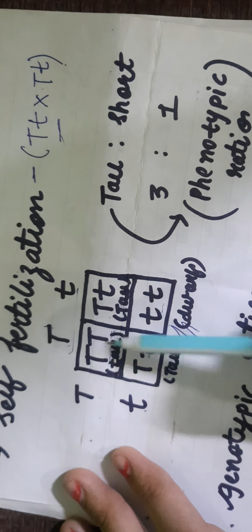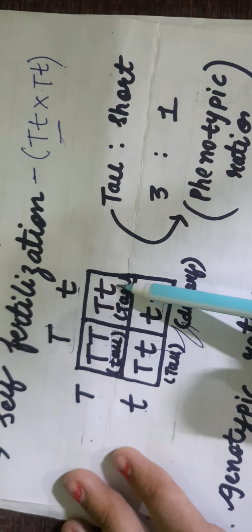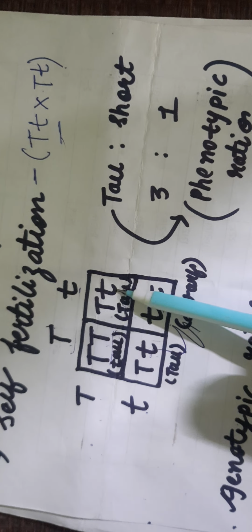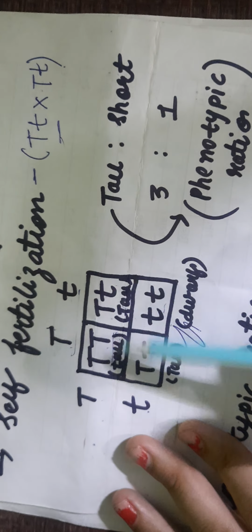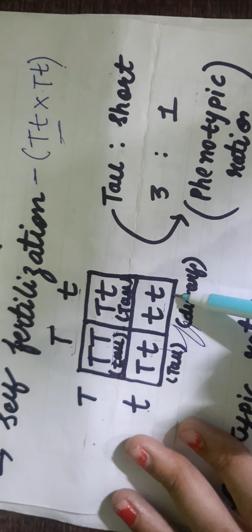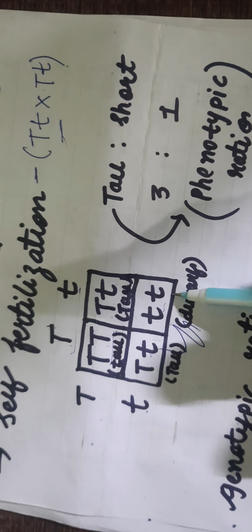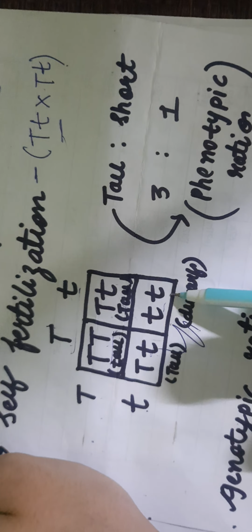So here we can see these three are tall, here these are heterozygous, capital T and small t. But which condition will be expressed if the plant is heterozygous? Then obviously the dominant trait will be expressed. So that's why these three are tall, but here there is no dominant allele, only homozygous recessive alleles are there. So that's why the progeny will be short.